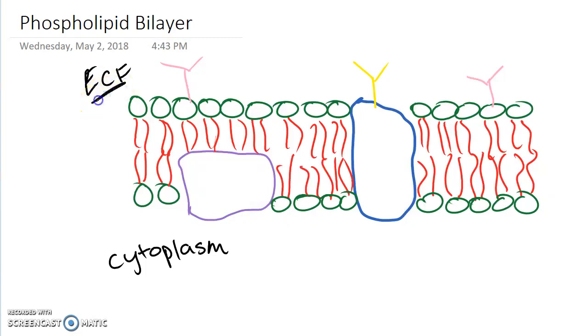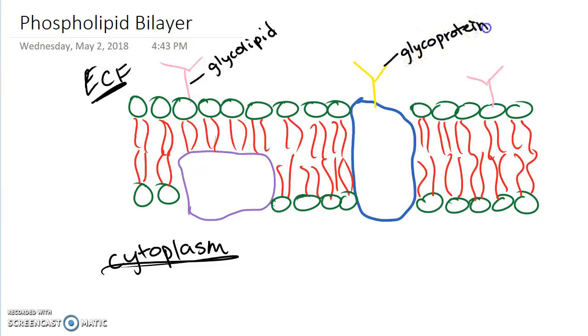So I currently have labeled the extracellular fluid, which is the outside of the cell, and then you have the cytoplasm here, which is the inside of the cell. We also have a glycolipid. And glyco references a carbohydrate. The lipid tells you where it's attached to. So in this case, this carbohydrate is known as a glycoprotein, and that's because that carbohydrate is attached to a protein, whereas these pink ones here are attached to a lipid. So they are also known as glycolipids.